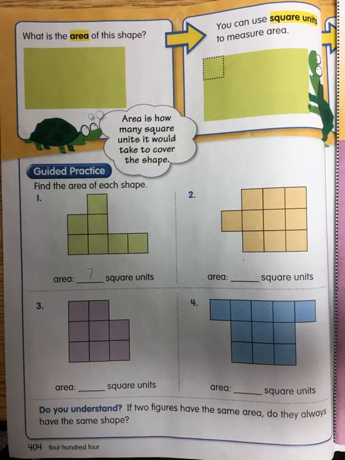All right, find the area of each shape. So you're going to count each square shape. So we have 1, 2, 3, 4, 5, 6, 7 square units. So the area of this shape is 7 square units.